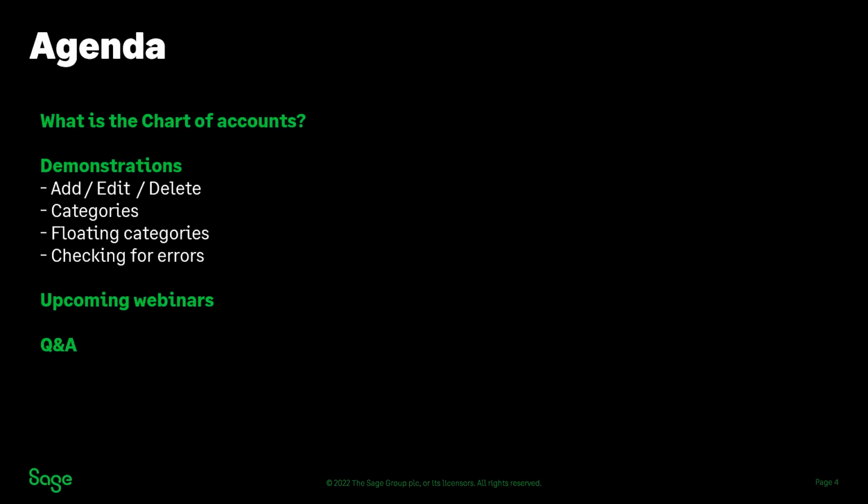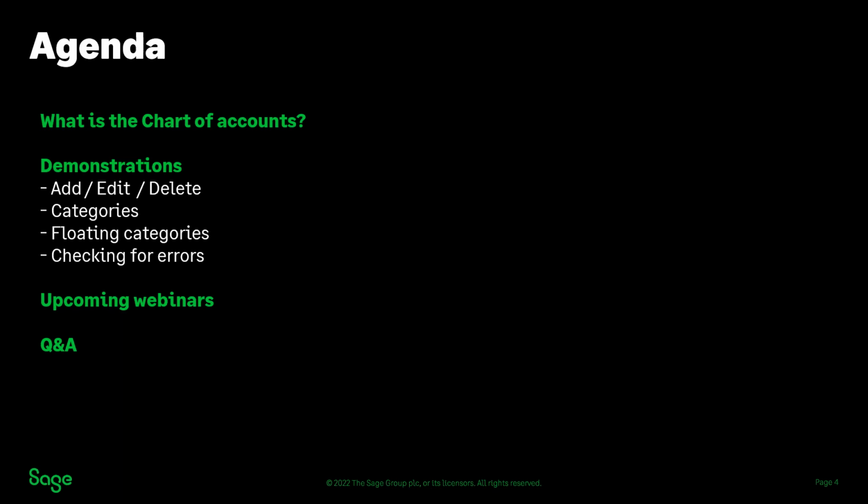So let's have a look at what we're going to be covering. A little bit of background as to what the chart of accounts actually is. And then, as I mentioned, I'm going to concentrate on live demonstrations today, so I'll be sharing my screen. We'll run through a number of demonstrations covering what you need to know about the chart of accounts. So how you go about adding a chart of accounts layout, editing one, deleting one, if you need to get rid of any. We'll be looking at the categories and the nominal ranges. And possibly the most difficult part, if anything, relating to the chart of accounts is the floating categories. If you can understand that bit, then the rest of it is really straightforward.